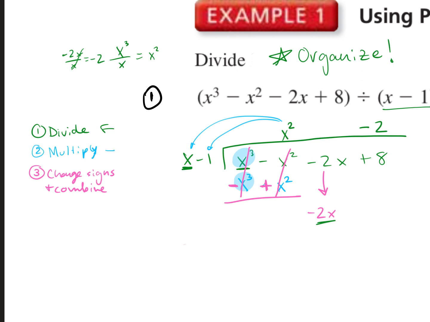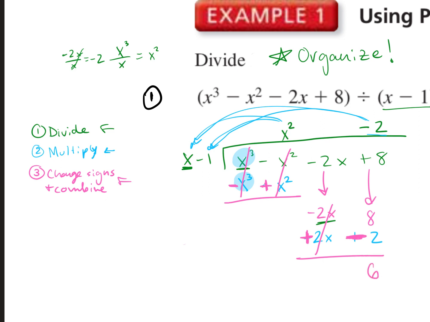Once we divide, we can move on to step 2, which is multiply. So the last number that I wrote was that -2. I'm going to multiply that times both numbers out front. So -2 times x will be -2x. Again, you're always going to get the same thing. And then -2 times -1 would be +2. Step 3, change the signs and combine. So this turns into a +2x and a -2. So we combine our like terms here. They cancel. And then 8 minus 2 would be 6.